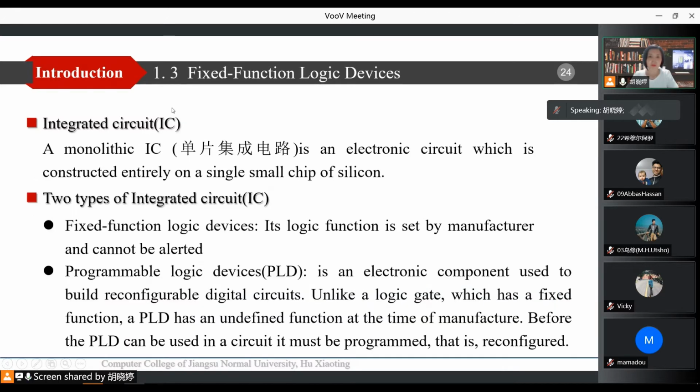Okay. So fixed-function logic devices is the last concept in chapter 1.